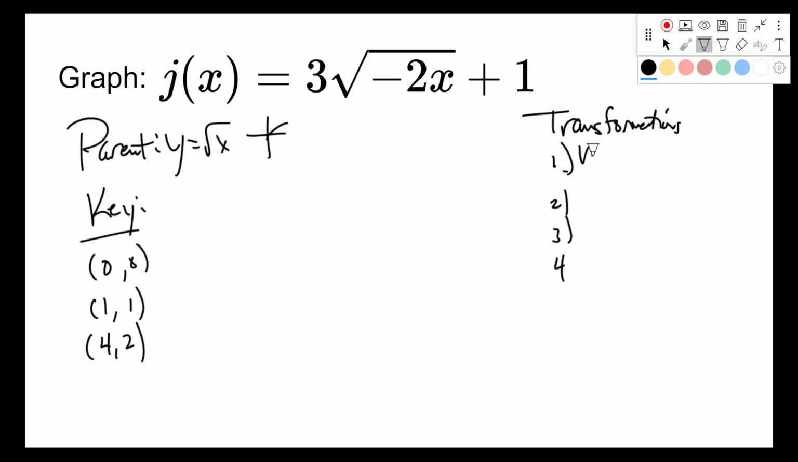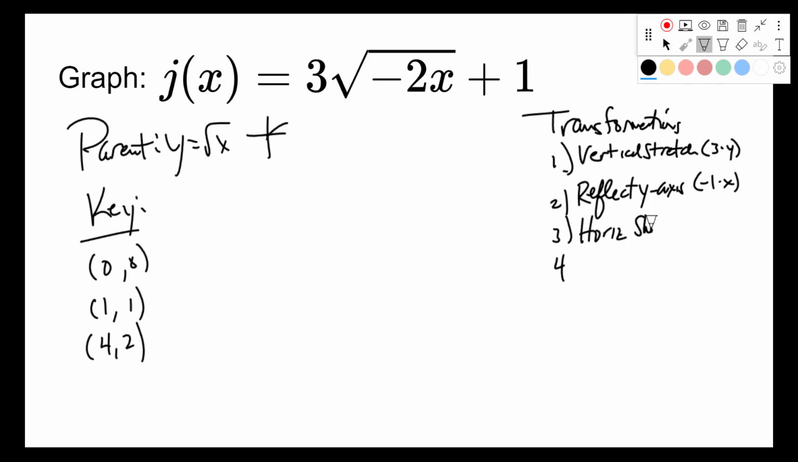This 3 is a vertical stretch. It takes the y's and multiplies them by 3. The negative inside here is a transformation on its own. It's multiplying the x's by a negative. That's a reflection over the y-axis. Takes the x's, multiplies them by negative 1. The 2 is a horizontal shrink, but it's going to multiply the x's not by 2, by 1/2, by the reciprocal. Everything inside with x is kind of backward. And then the plus 1 is outside the square root, so this moves the graph up 1. Take the y's, add 1.